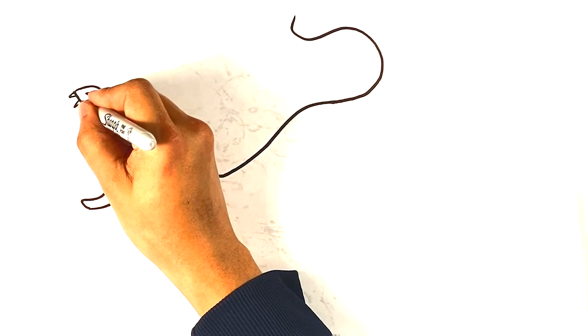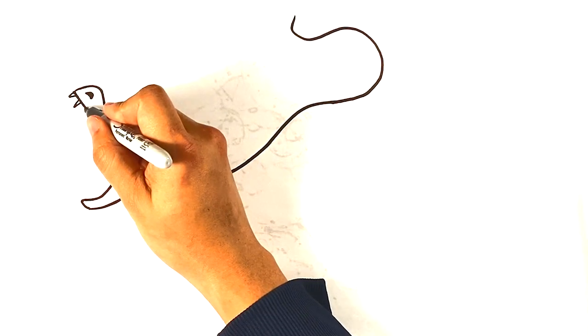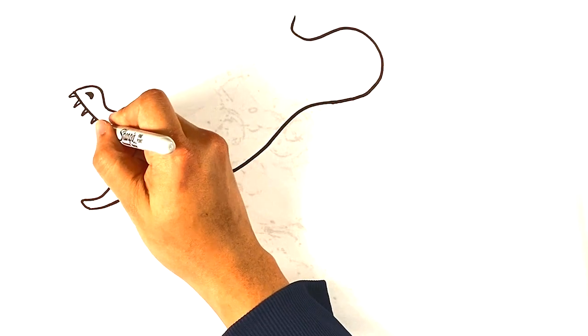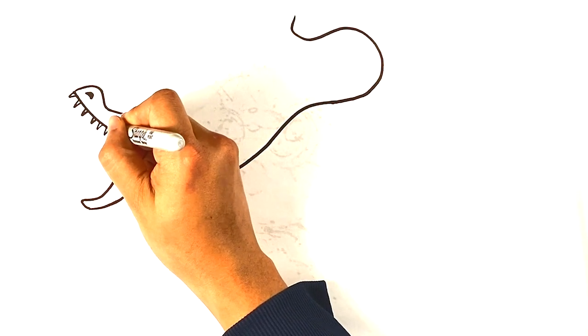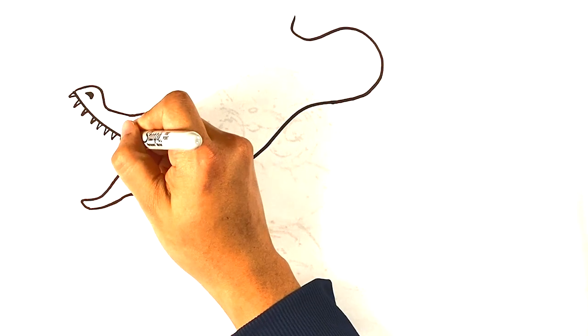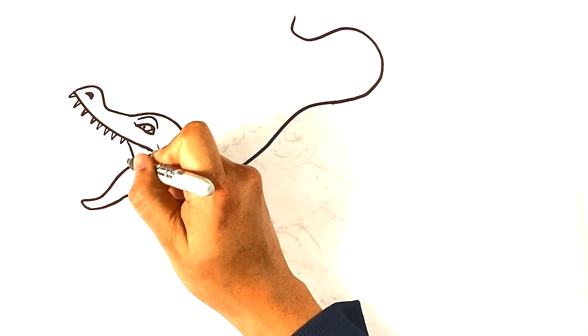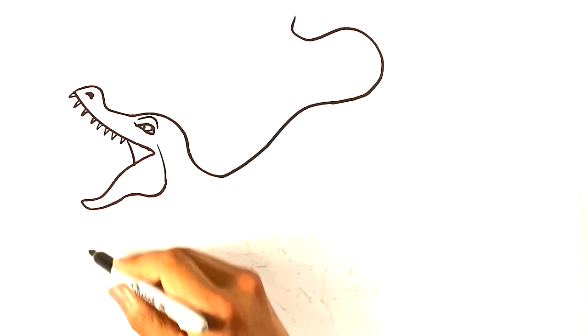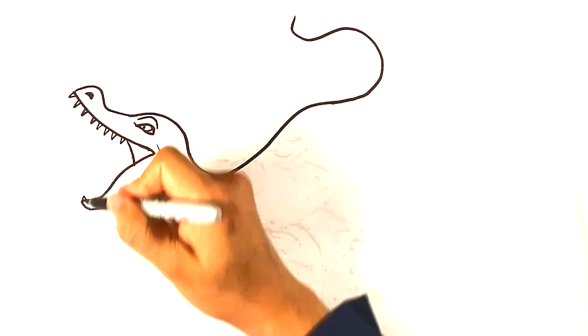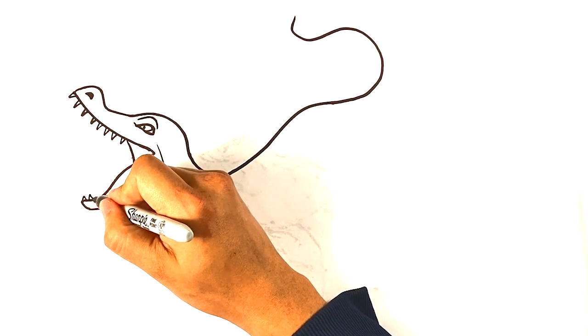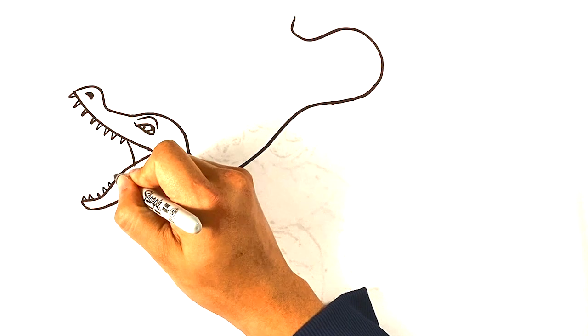Line right here for the teeth. And the teeth are pretty small and they're spaced out. Right on. Gonna go over here. Actually, before I do that, I'm going to define the teeth on the bottom right here. Same thing, relatively small, and they are spaced out.